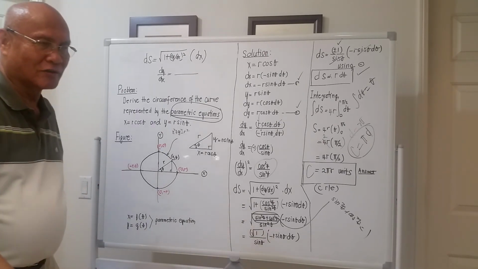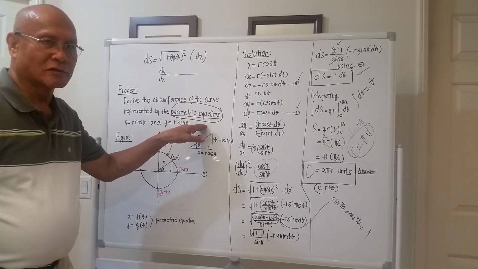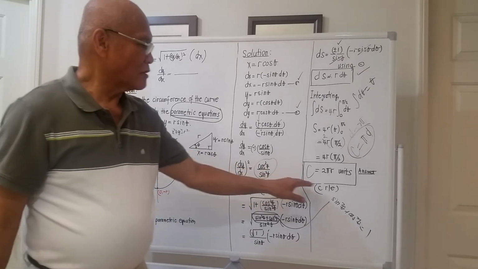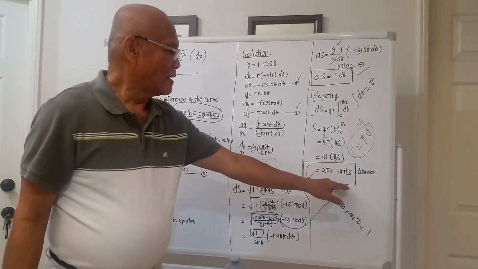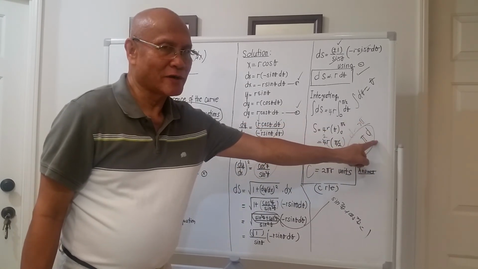That's the derivation of the circumference of a circle using parametric equations. Circumference for a circle is 2 pi r units as a function of radius, or circumference equal to pi d as a function of diameter.